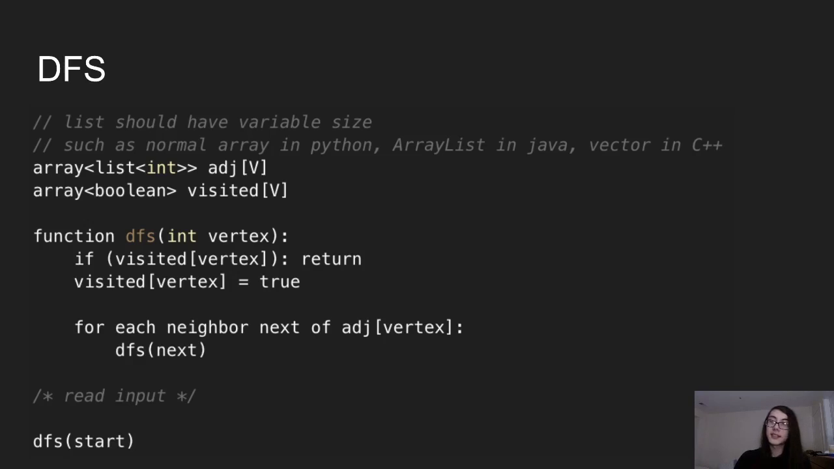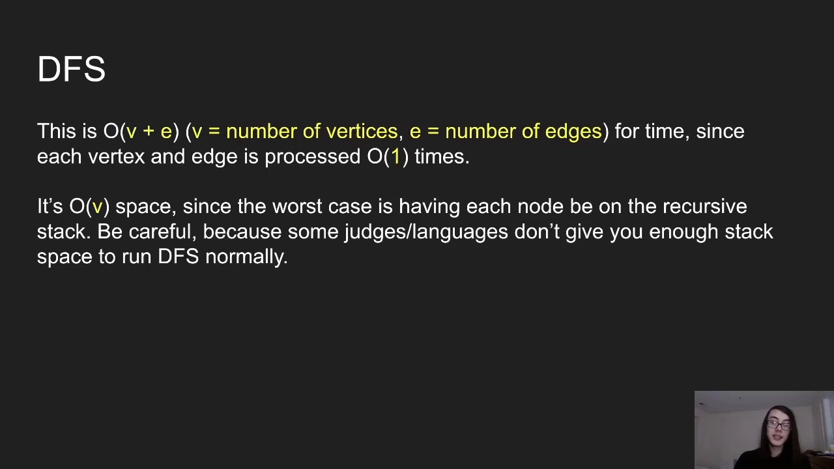This also makes a lot of sense to use an adjacency list for, since it directly gives us a list of each node's neighbors. So the time complexity is also O(V + E), since each vertex and edge is considered O(1) times. The space complexity is O(V), since the worst case is having all vertices on the recursive stack at the same time.